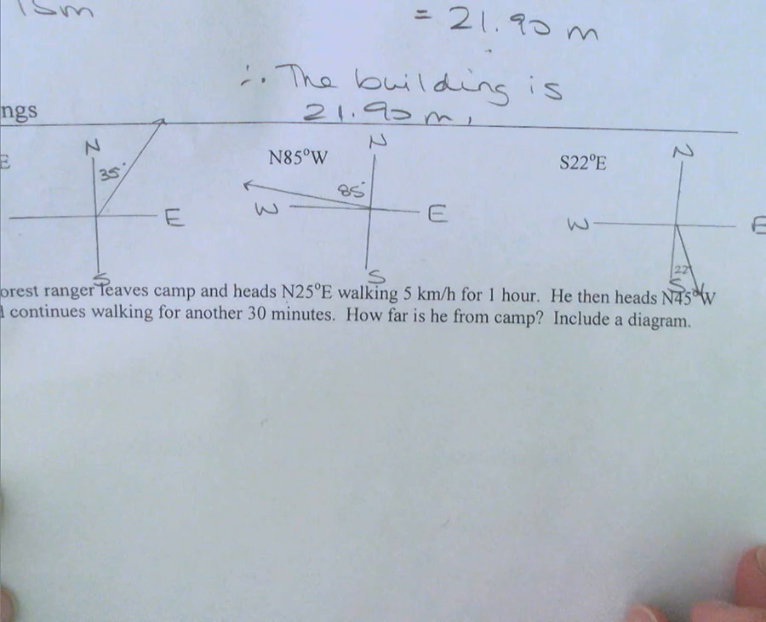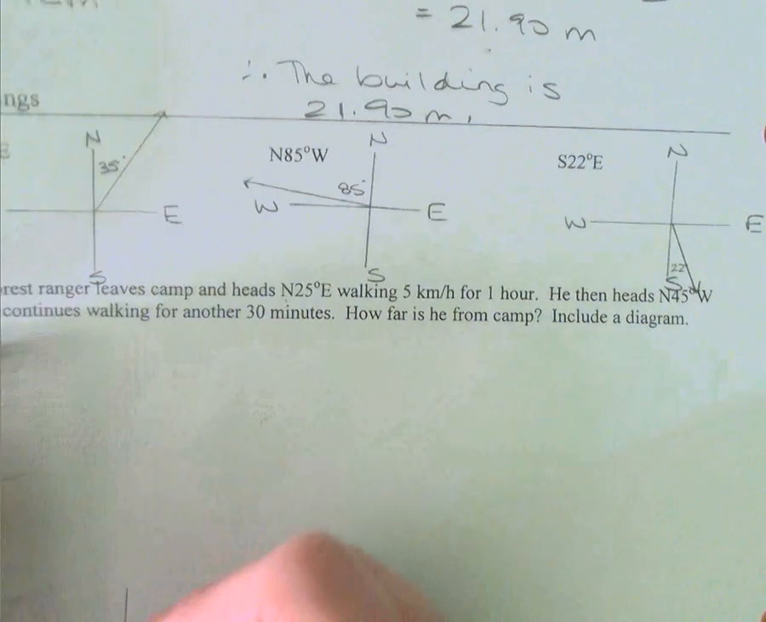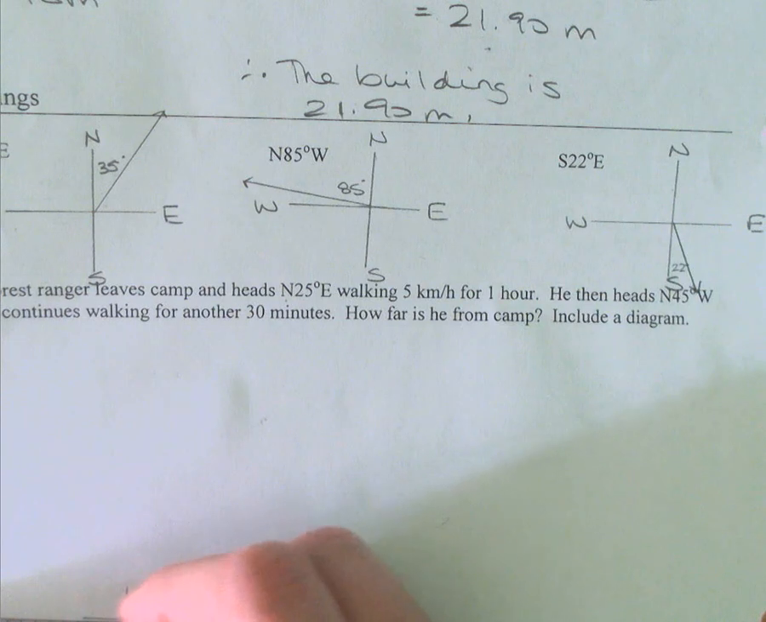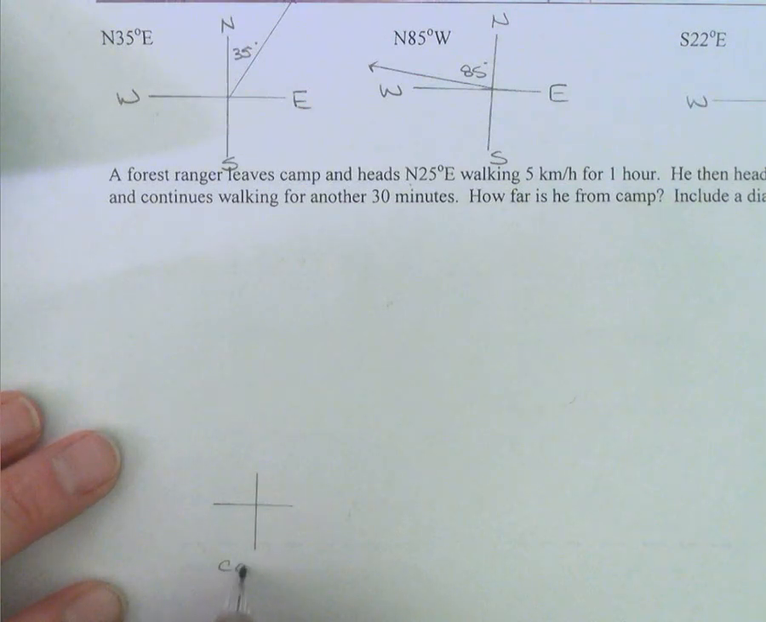So if I look at this next question, we have a forest ranger leaves camp and heads north 25 degrees east, walking 5 kilometers an hour for 1 hour. He then heads north 45 degrees west and continues walking for another 30 minutes. How far is he from camp? Include a diagram. So we're going to start over here, and we're going to say his camp is over here. So this is his camp base. And there's my north, south, east, west.